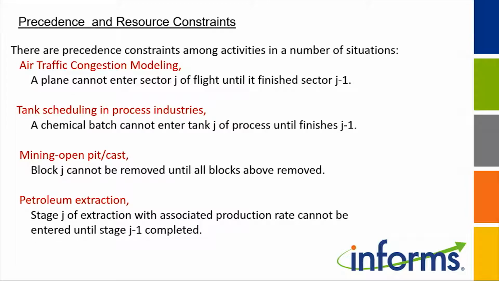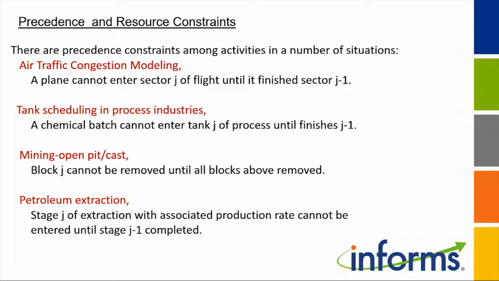Precedence and resource constraints. Let's talk about these a little bit. And there are a number of situations in which you want to have these constraints in there. With regard to precedence constraints, what we mean is that if you're tracking aircraft, say flying across country, you may have a 0-1 variable corresponding to which sector the aircraft is in. And you'll have constraints saying that it can't be in this particular sector unless it's previously traversed all of the preceding sectors that it was supposed to be in.